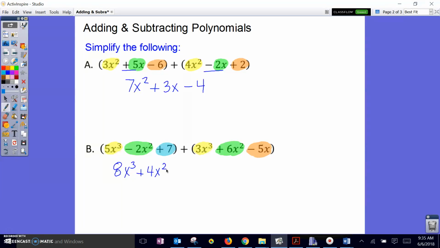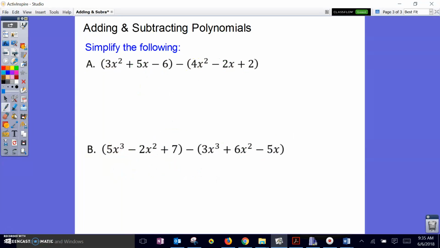So really what's happening is in this first polynomial I have 0 x's. And so I'm taking 0x plus negative 5x, and that gives me negative 5x. And I really have a plus 0 at the end of this second polynomial. So plus 7 plus a plus 0 gives us a plus 7. And that's how we add those two together. All right, on to subtraction.